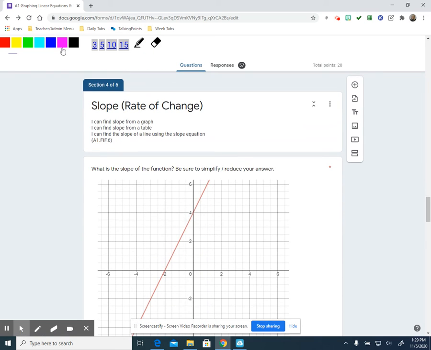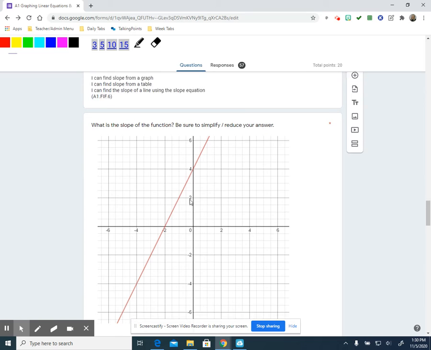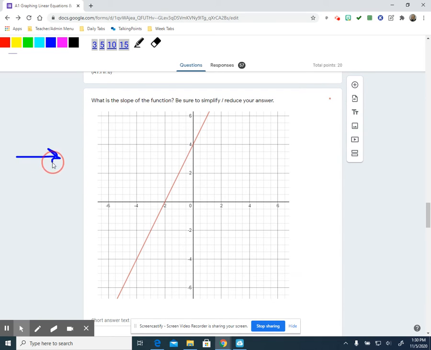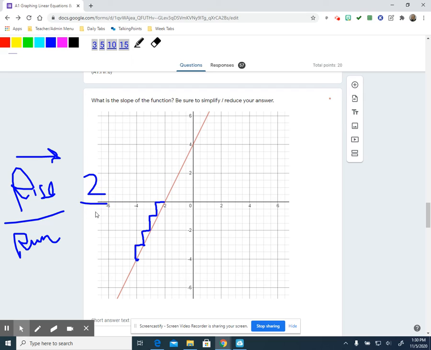Let's move along to slope. Finding slope on a graph, we need to count from left to right. Remember that we count the rise over the run. Let's go ahead and do that. So we're going to start here, and our next point is here. I need to go up 2 over 1, up 2 over 1, up 2 over 1. I'm going up 2 and over 1. I can simplify this as a whole number and get 2. It's going up from left to right, so it is going to be positive.